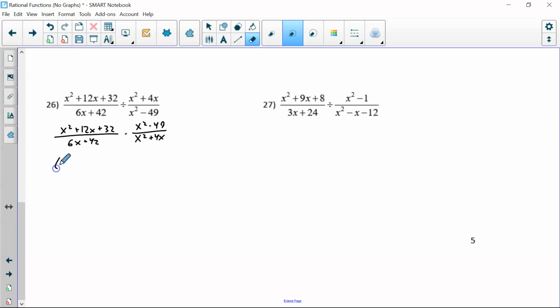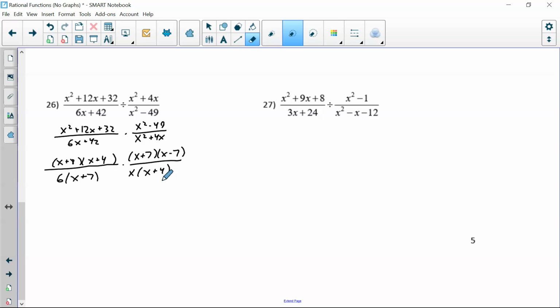So when we factor the numerator, we get x + 6. Well, let's try that again. The numbers that multiply to 32 and add to 12 would be 8 and 4. So it's going to be (x + 8)(x + 4). In the denominator, we can factor out a 6. So it's 6 times (x + 7). x² - 49, our special case again, (x + 7)(x - 7). x² + 4x, we can factor out an x and get x(x + 4).